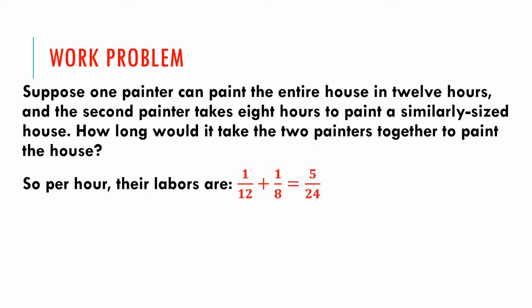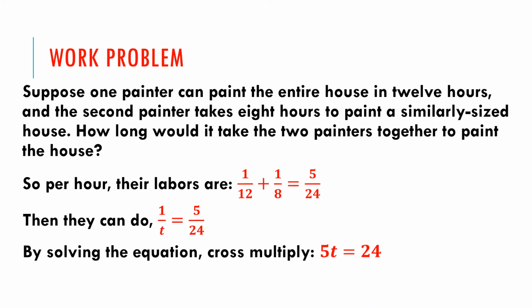Yung 5 over 24, i-equate natin yan siya sa 1 over t. And yung t, yan naman yung time na hinahanap natin or para malaman natin kung ilang hours nila gagawin yung painting jobs together. So we have 1 over t equals 5 over 24. To solve for t, ang gagawin dito is, so ito na, solving rational equation. Ang gagawin natin is, kung ganito, we can cross-multiply.